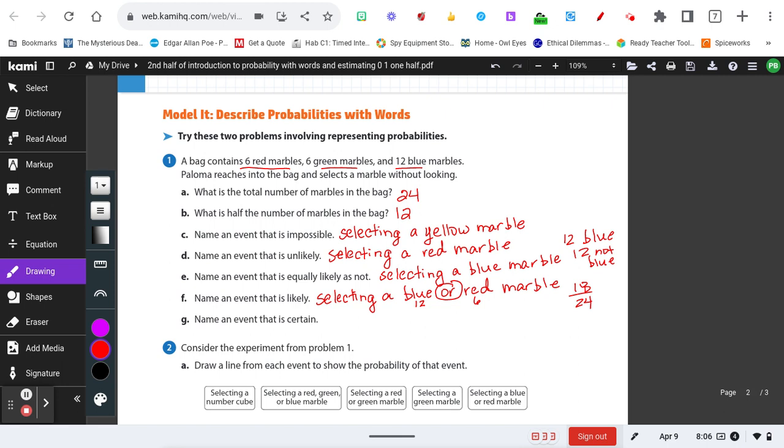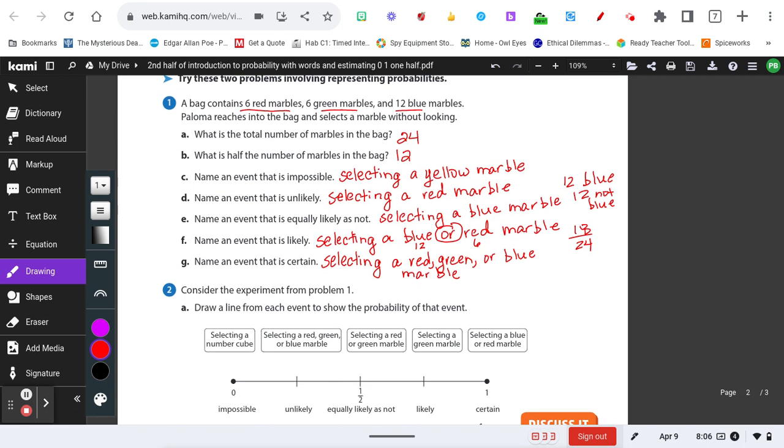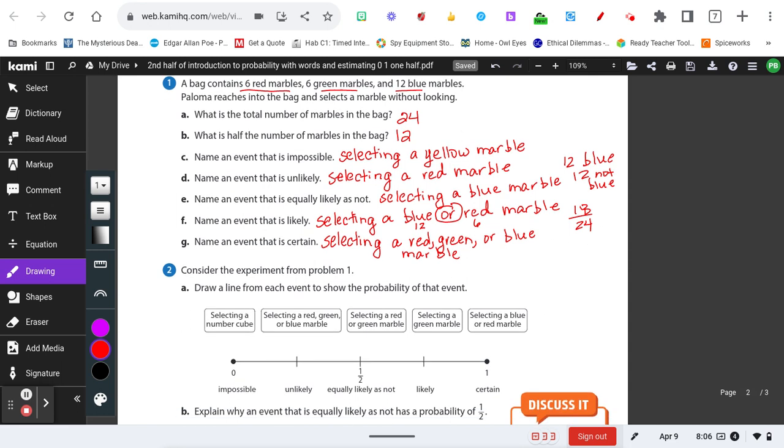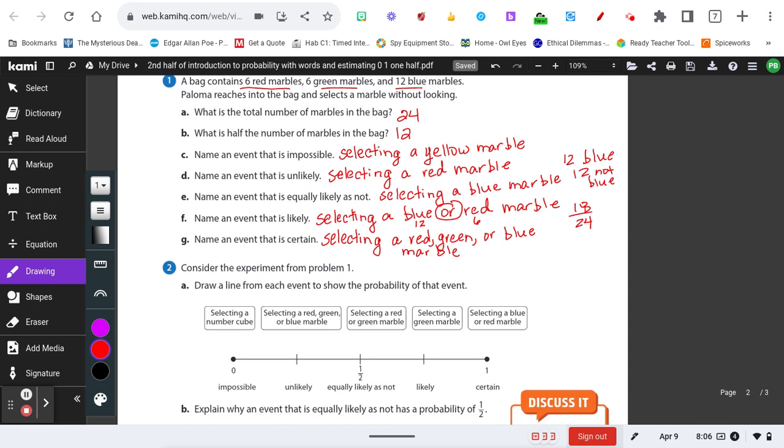All right, name an event that is certain. Selecting a red, green, or blue marble. Definitely certain, because I'm going to select one of them. So that's 100%, or 1 in terms of a regular number. 1 whole. It's definitely going to happen.